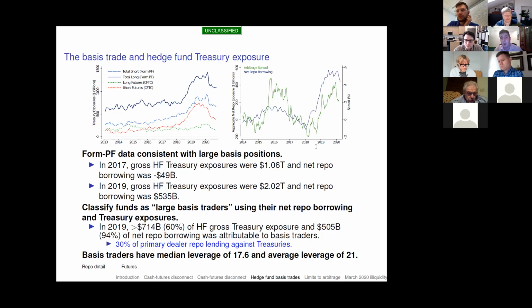We are, however, going to show you that this spread, since it includes a bill rate instead of a repo rate, does correlate very well with the spread between, say, repo and IOER, which suggests that the repo rate is doing some of the work here.